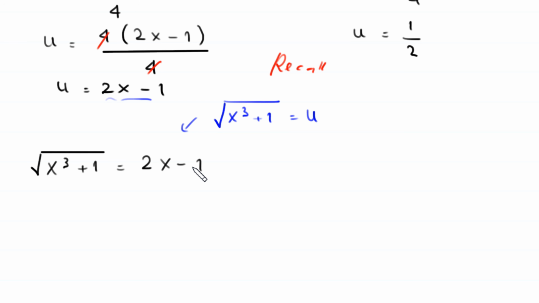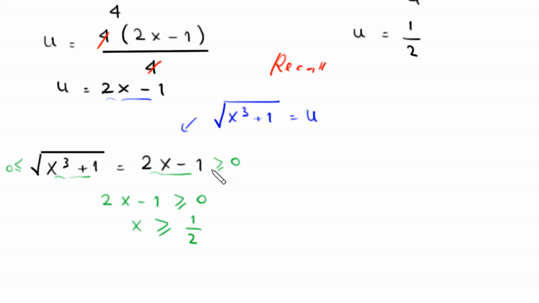Since this expression x cubed plus 1 must be greater than or equal to 0, so this 2x minus 1 must be greater than or equal to 0. 2x minus 1 must be greater than or equal to 0. This implies that x must be greater than or equal to 1 over 2.